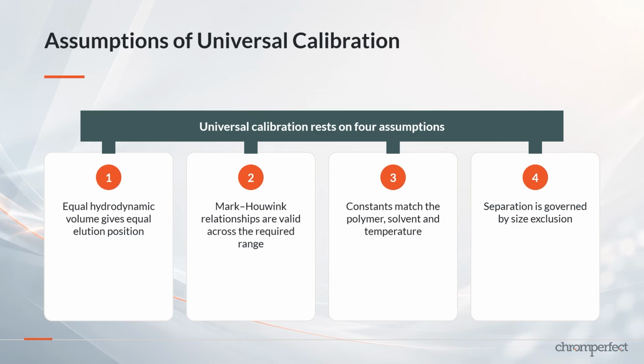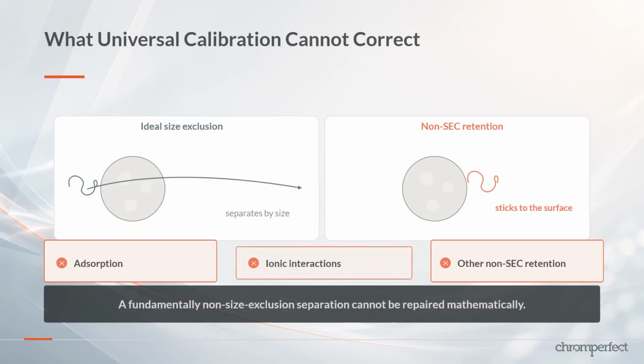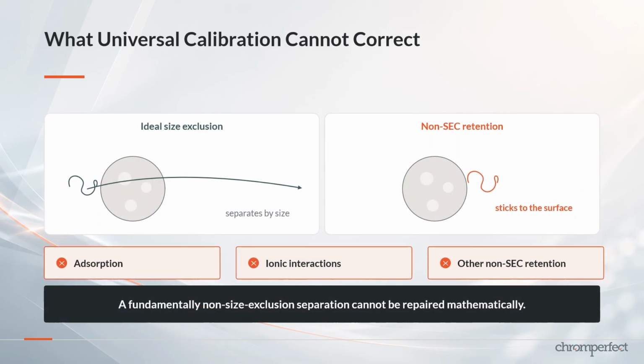Molecules with equal hydrodynamic volumes are assumed to elute at the same position. The Houwink relationships must be valid over the molecular weight range of interest. The constants must correspond to the actual polymer, solvent, and temperature. Interactions between the polymer and stationary phase must be absent or negligible. SEC should operate by size exclusion rather than adsorption, ionic interaction, or another separation mechanism. Universal calibration cannot correct a fundamentally non-size exclusion separation.